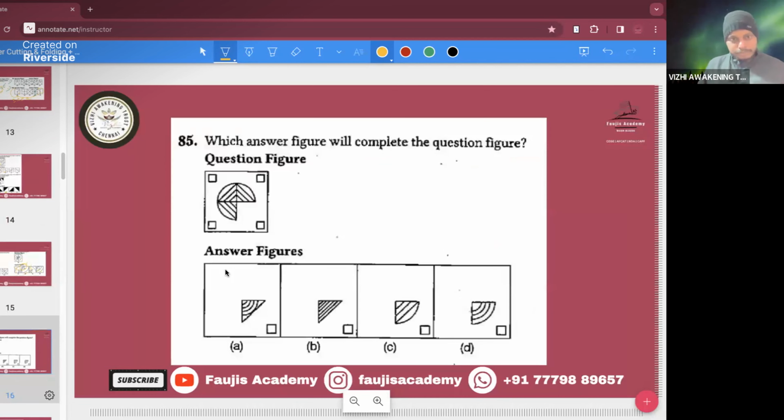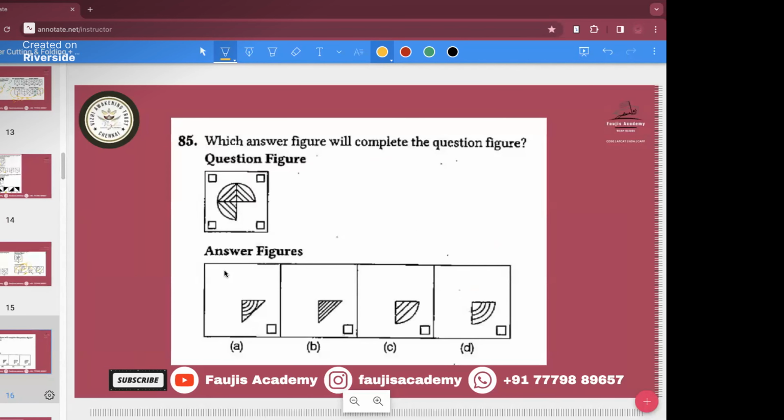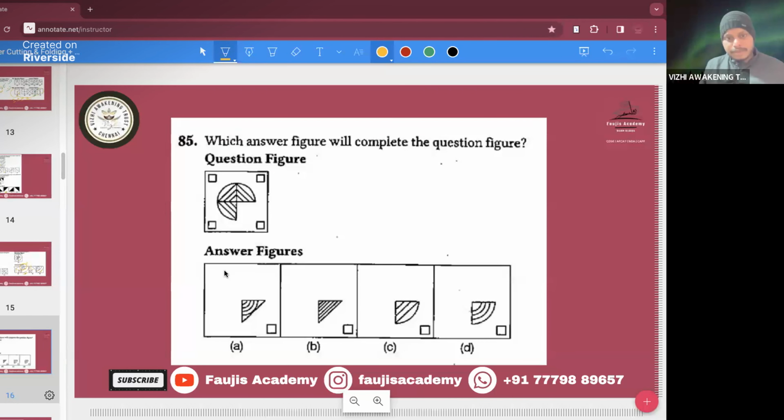Moving ahead. Option C, sir. Yes. Absolutely. Option C. Straight lines. It has to be a straight line. That means these two are gone. And in the end, you will have a circle.